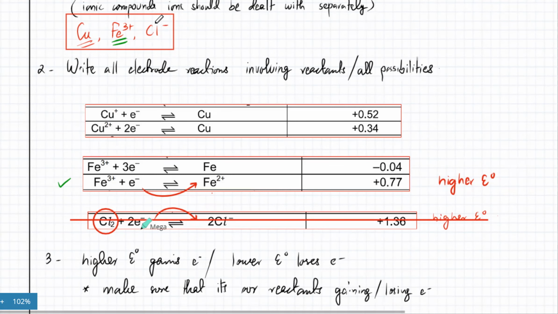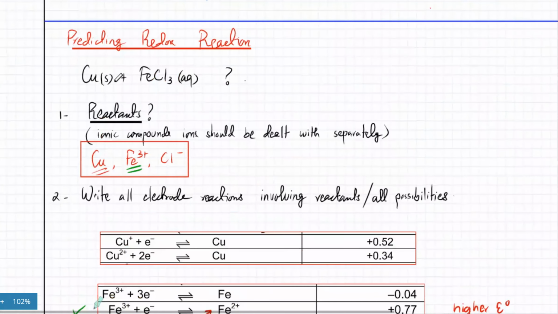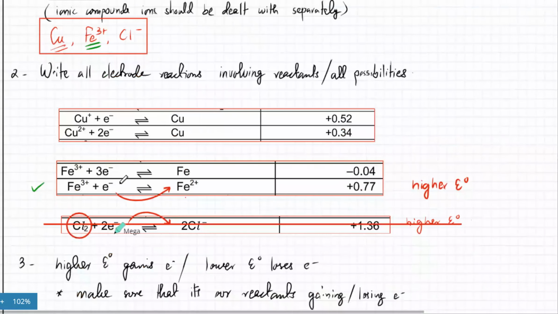Remember, I was predicting a reaction of copper with FeCl3. So there is no Cl2 anywhere. So how can I select this equation? Like, where did Cl2 come from? There is no Cl2 in my reactants. Do you get my point?